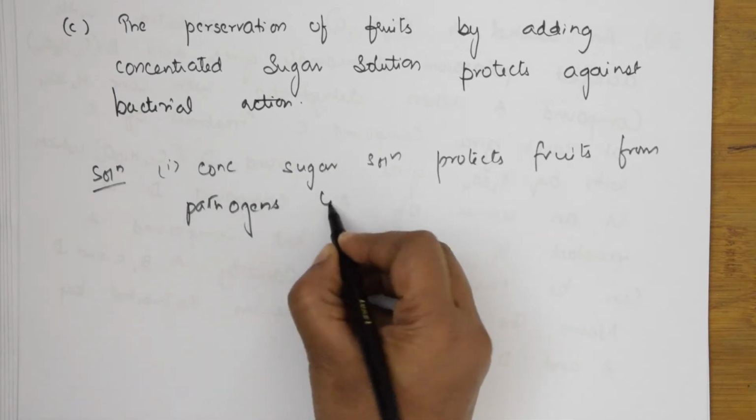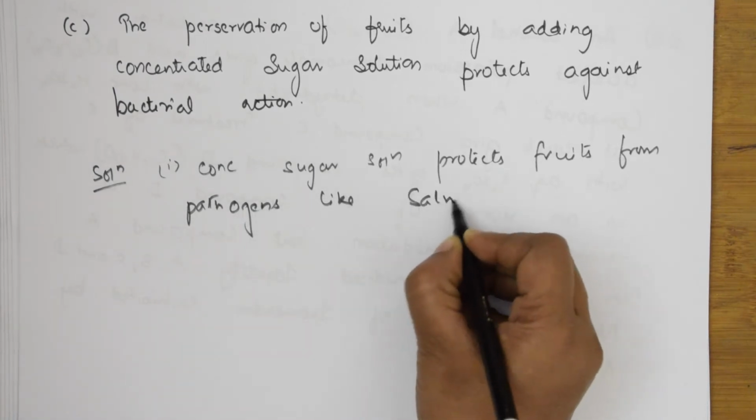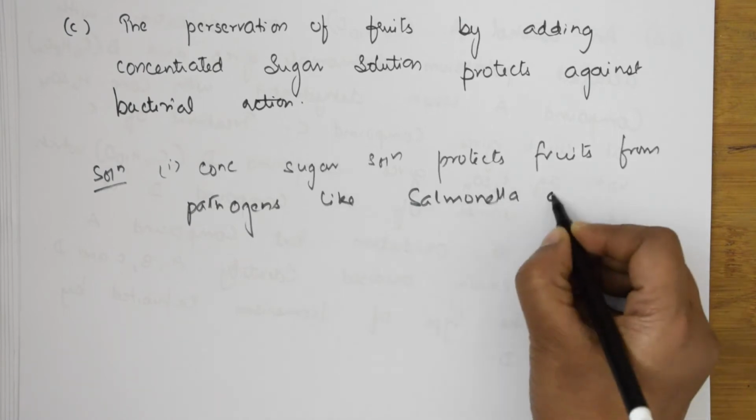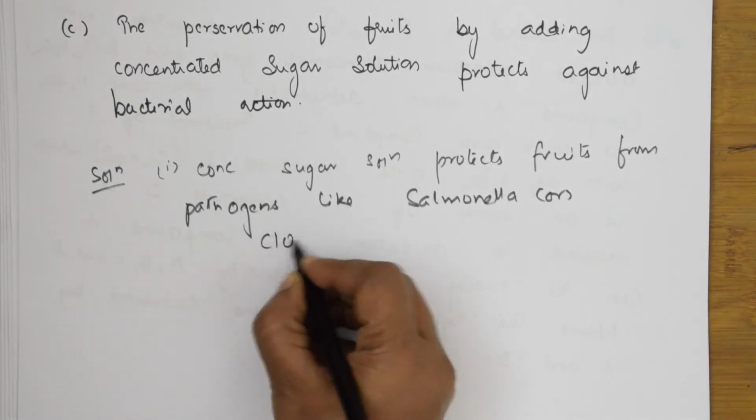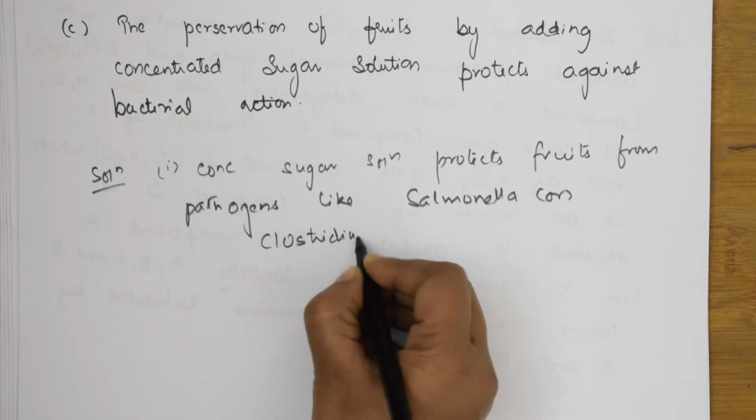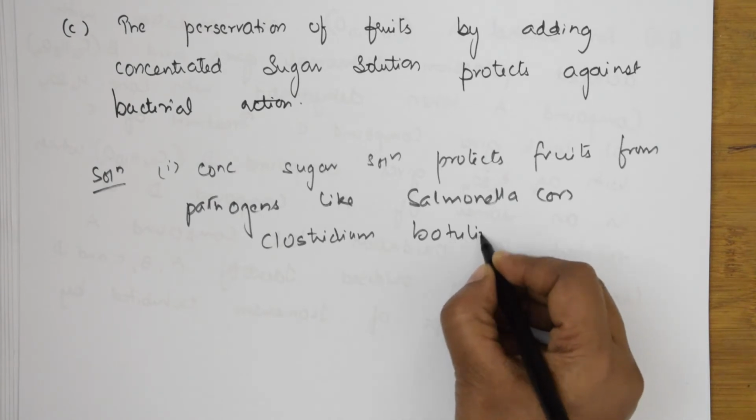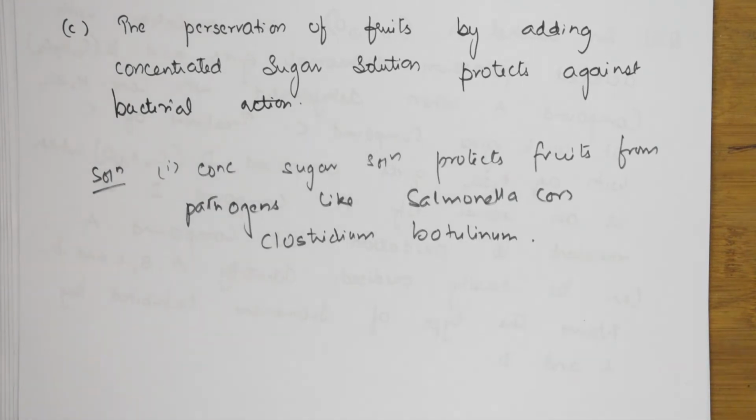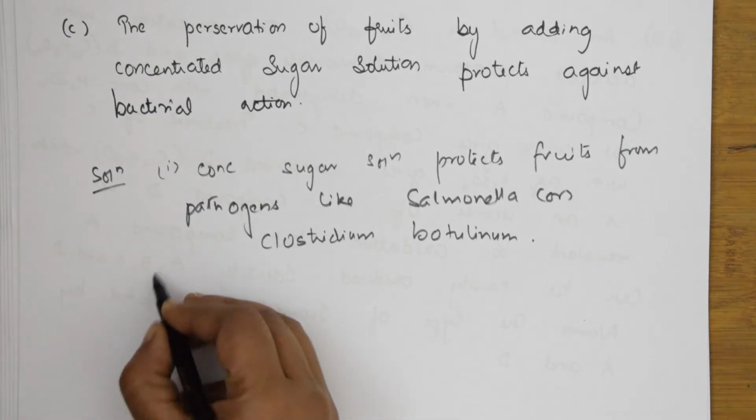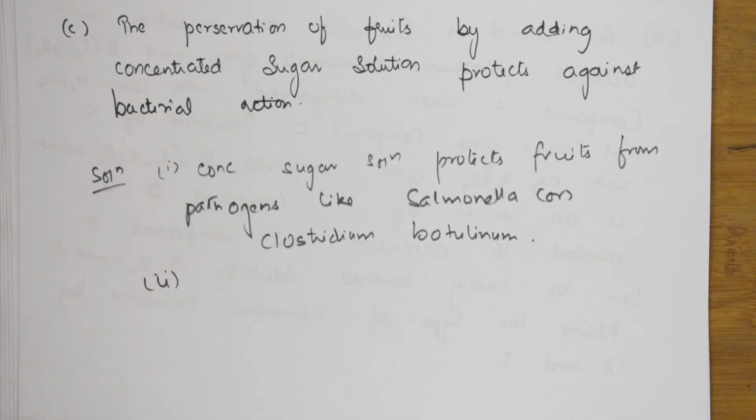What are the pathogens like? Pathogens like Salmonella. This is one pathogen. Or you have one more pathogen like Clostridium botulinum. Okay, these two pathogens are present in the fruits. Done. So what are we going to do? We have to break down all this, or the cell wall of this bacteria or the pathogen should shrink. Correct? So what will happen when you are adding sugar solution to these fruits? Automatically what will happen?